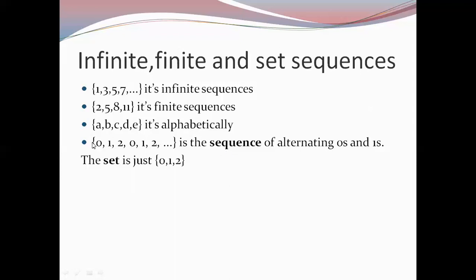Last, 0, 1, 2, 0, 1, 2, and so on, is a sequence that alternates between 0, 1, and 2. Sorry, the set is just {0, 1, 2}.